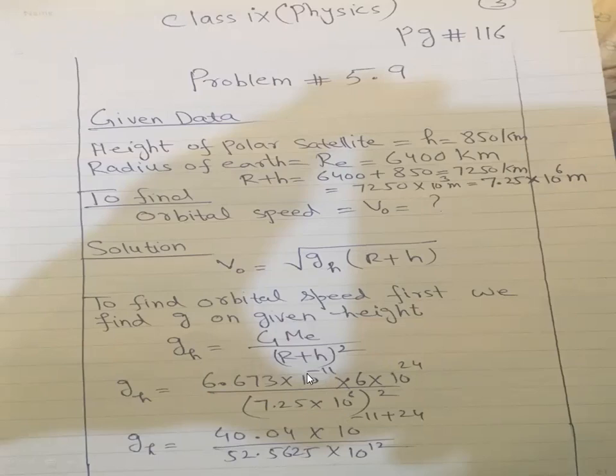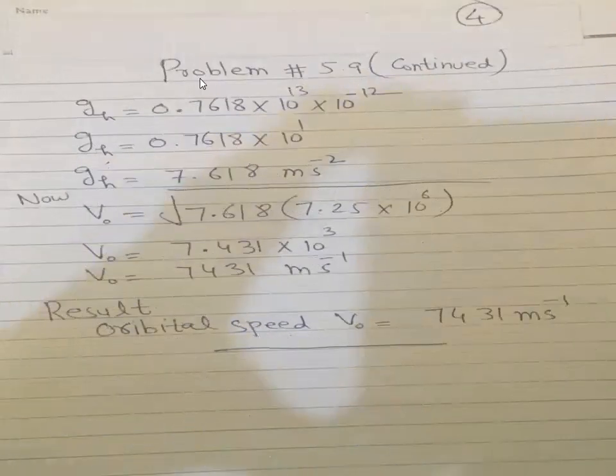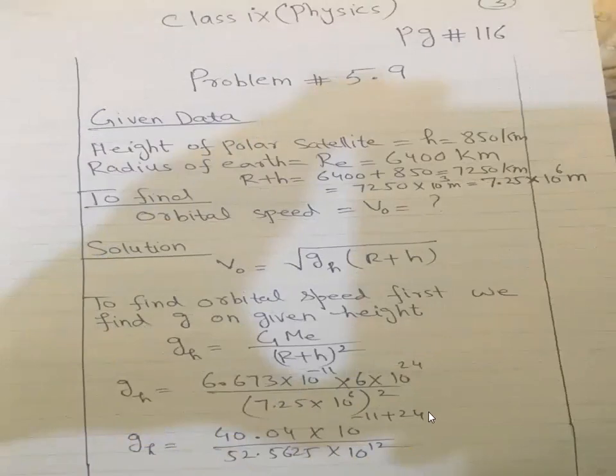Then 10 to the power 24 minus 11 gives 13. If you take 7.25 square, you will get 52.5625, and 10 to the power 6 squared is 10 to the power 12. So g_h is equal to 0.7618 into 10 to the power 13, and this 12 will go on the top, so it will be minus 12.